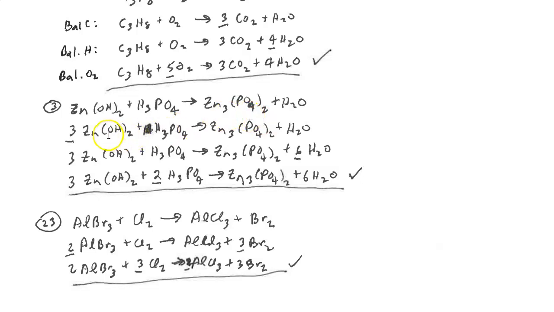Okay? So, how many oxygens do I have on the left-hand side that are not in a phosphate? Is it 2? Is it 1?